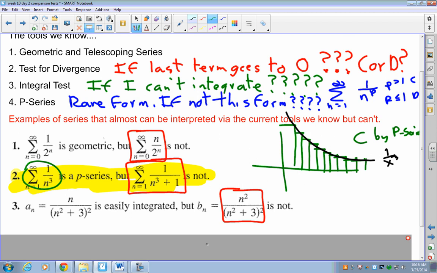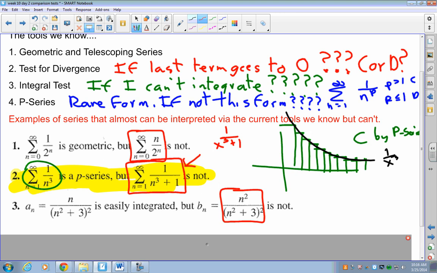Okay. Now, what about this red one here? So this one right there, n cubed plus 1. Just in general, what's true about that graph? What's true about the graph 1 over x cubed plus 1? How does it compare to 1 over x cubed? Always smaller. Why? You're right. Why? Bigger on bottom. That plus 1, do you agree, makes the bottom bigger, which makes the fraction smaller.